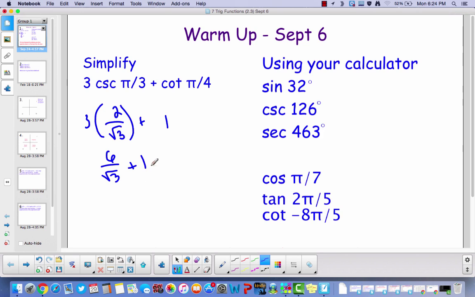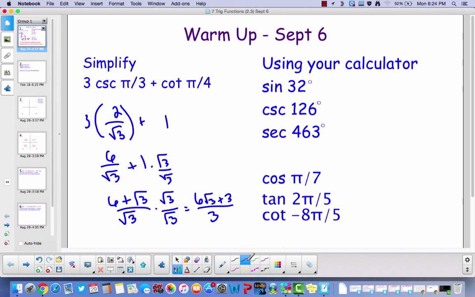But if we wanted to have a common denominator, we could multiply this by the square root of 3 over the square root of 3. And that would give us 6 plus the square root of 3 all over the square root of 3. Then if we wanted to rationalize, distribute that through, we get 6 square roots of 3 plus 3 all over 3. Now, when you put these in your calculator, make sure that if you are talking about degrees, your calculator's in degrees, and if you are talking about radians, your calculator's in radians.